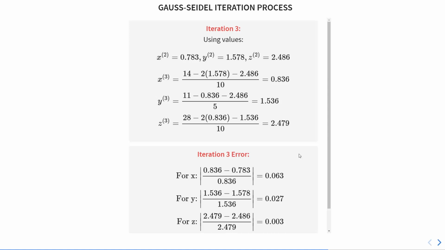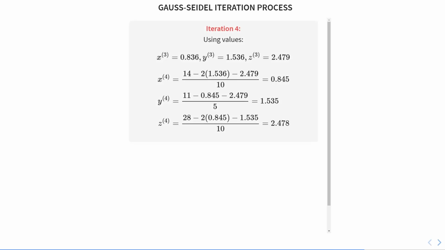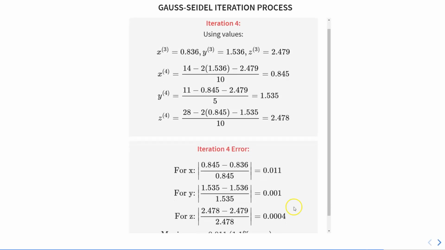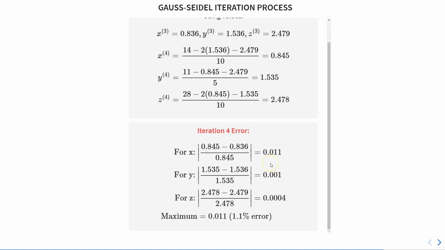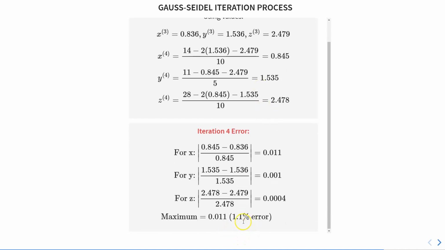For x, earlier it was 0.783, and after iteration 3 I got x as 0.836. When I calculate the relative error, it is 0.063. For y, similarly, 0.027, and for z, 0.003. So here the maximum is 0.063, which is 6.3% error. Now if I do iteration 4 in a similar way, my error goes down to 1.1%. Similarly I am calculating x4, y4 and z4. Here the maximum error is 1.1%.